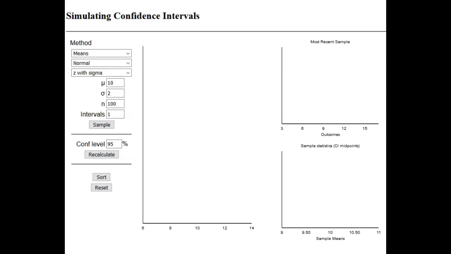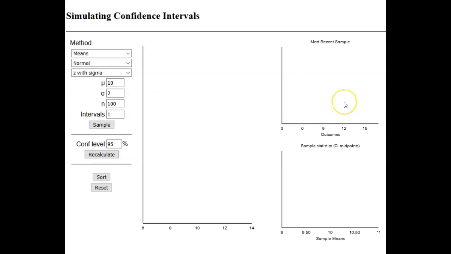Hey everyone, so here we're going to do a simulation that deals with constructing confidence intervals for a mean when sigma is known. In this region right here, we're going to see the confidence interval being created with our parameters. Note that our mean is 10, our population standard deviation is 2, and we'll deal with a sample size of 100 so that we can accurately describe these confidence intervals. Again, the central limit theorem has to apply.